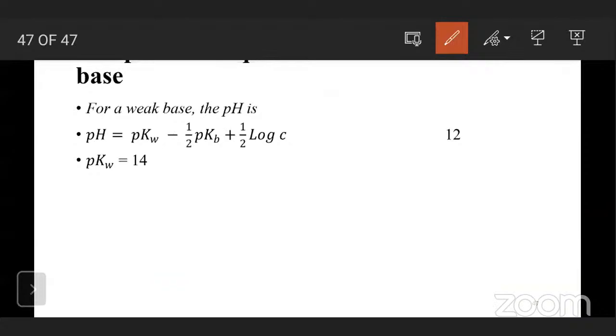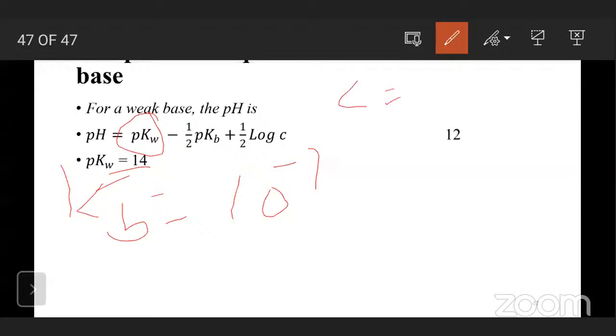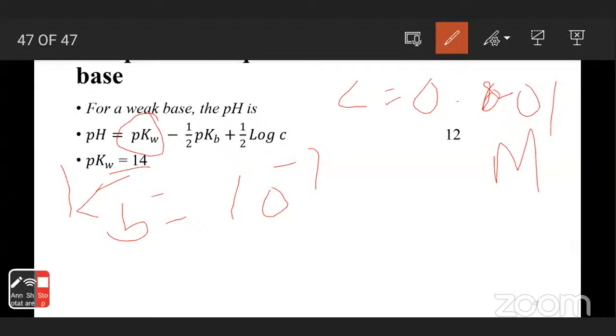Now, let's say that you already know this pKw. That one is 14. You already have it. Let's say that your Kb is 10 raised to power minus 7. And maybe you are dealing with a weak base. You're considering a weak base. At the concentration of your weak base, let's just put this value, 0.001 molar.